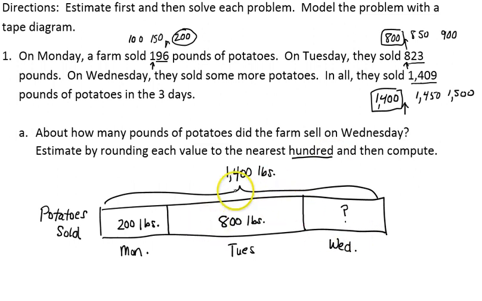In order to find my answer, I have a whole and I have 2 parts. So I need to subtract those 2 parts from the whole. I'm going to combine those 2 parts first. 200 pounds plus 800 pounds would be 1,000 pounds. 1,400 minus 1,000 gives me 400. So on Wednesday, they sold about 400 pounds. That's our estimated answer. We're going to use that estimated answer when we solve for the exact answer.